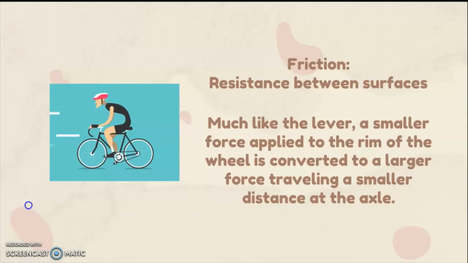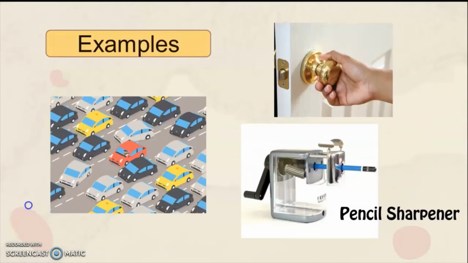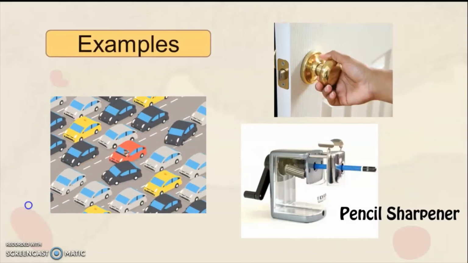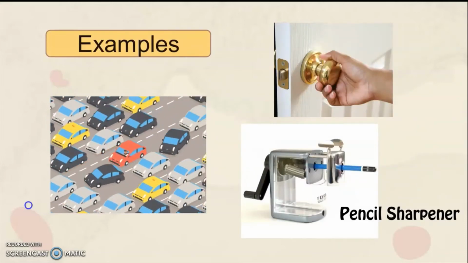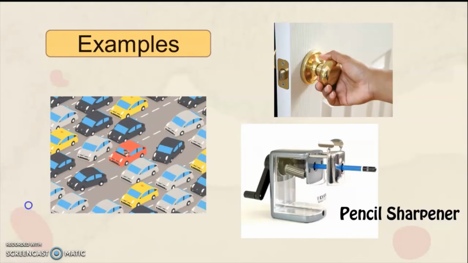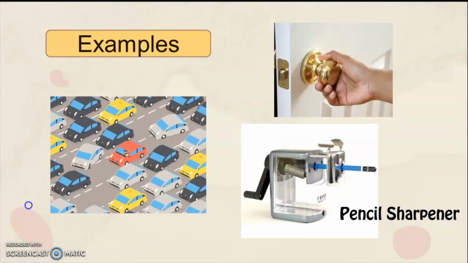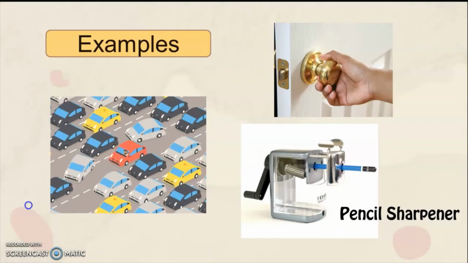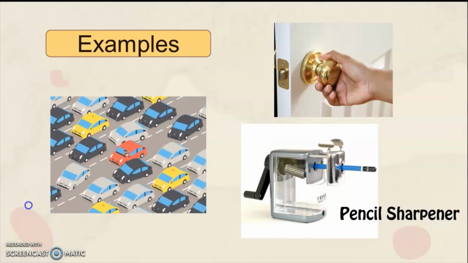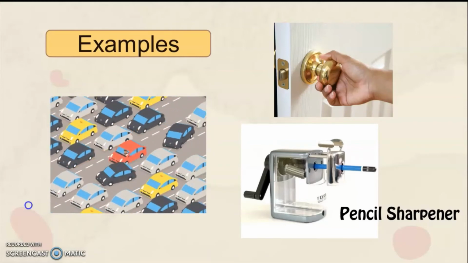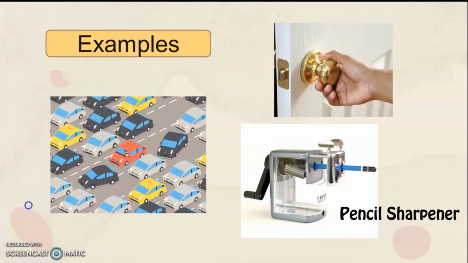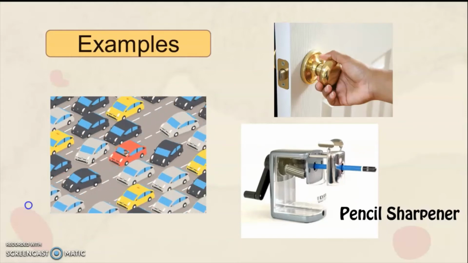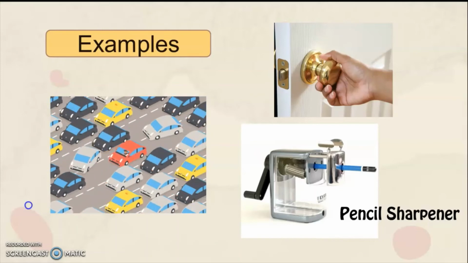Secondly, much like the lever, a smaller force applied to the rim of the wheel is converted to a larger force traveling a smaller distance at the axle. Wheel and axle are used for machines such as cars, bicycles, and scooters, but they are also used in other ways, like doorknobs and pencil sharpeners.